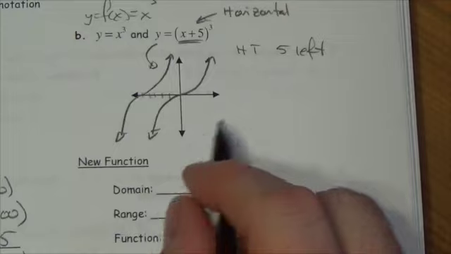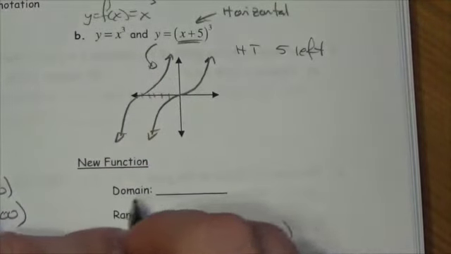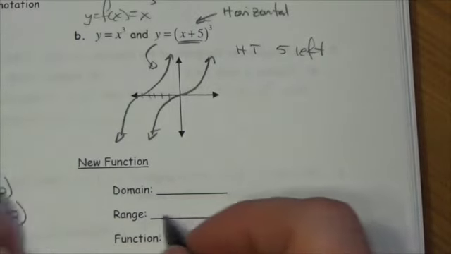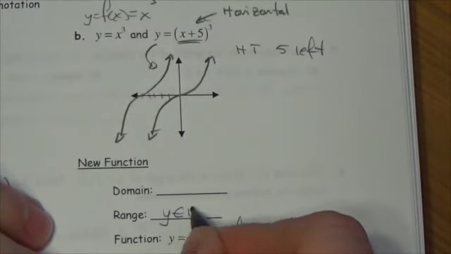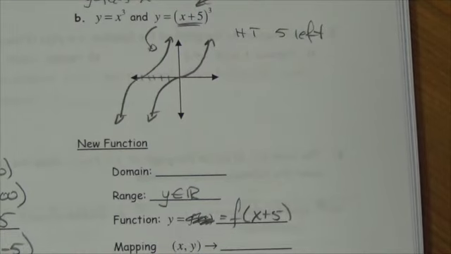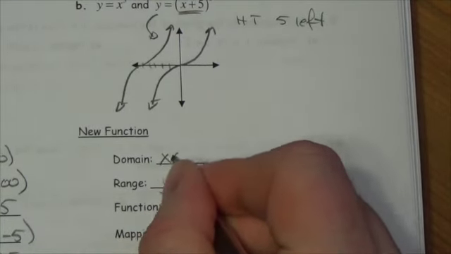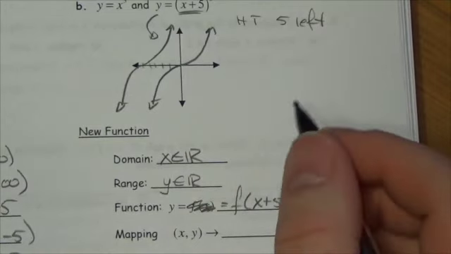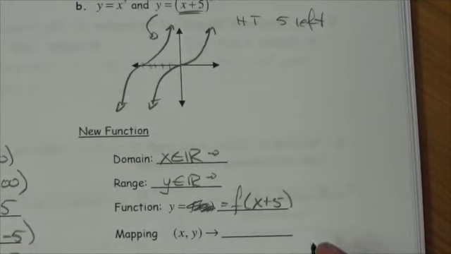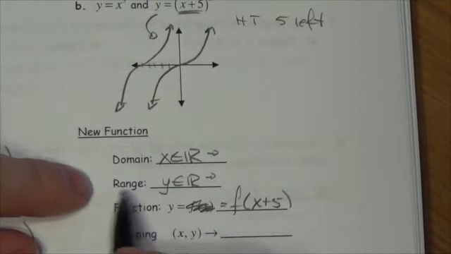Now, the range will not be affected by a horizontal transformation. Okay, so moving it 5 to the left won't change this. This is still going to be y as an element of the reals. Now, if a horizontal translation was going to affect anything, it would affect the domain. However, in this particular case, it doesn't. And the reason it doesn't is because the domain was originally all reals as well. So shifting it left or right simply won't change that. But like I said, if it was going to change anything, it would change the domain. It won't affect the range.